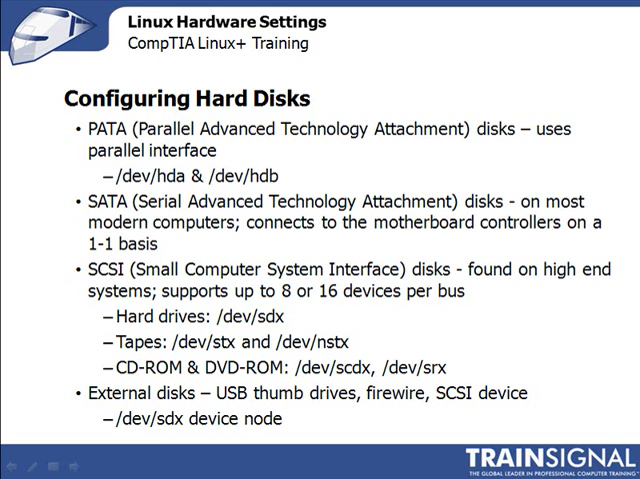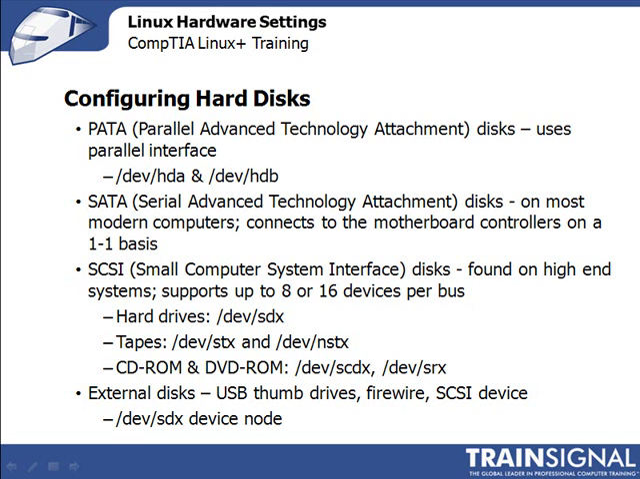The second type is SATA, or Serial Advanced Technology Attachment. You'll find these on most modern computers. SATA differs in that it connects to the motherboard or controller on a one-to-one basis. You can't connect more than one disk to a single cable though. And this is a serial bus, so only one bit of data can be transferred at a time, but it transfers more bits per unit, so it's faster. Most Linux SATA drivers treat these disks like SCSI disks, which we'll talk about next.